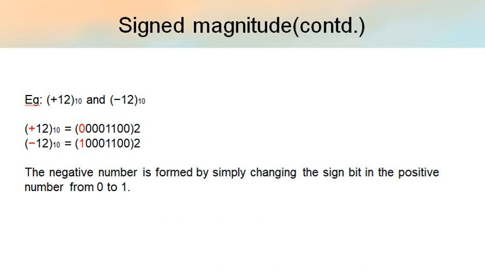Here is an example of the signed magnitude of a binary number. First of all, we have to find the binary equivalent of decimal number 12, that is 0001100. If it is positive 12, we add 0 at the leftmost of this number. So we get 00001100. For negative 12, we add 1 at the leftmost. So we get 10001100. This representation is known as the signed magnitude representation.